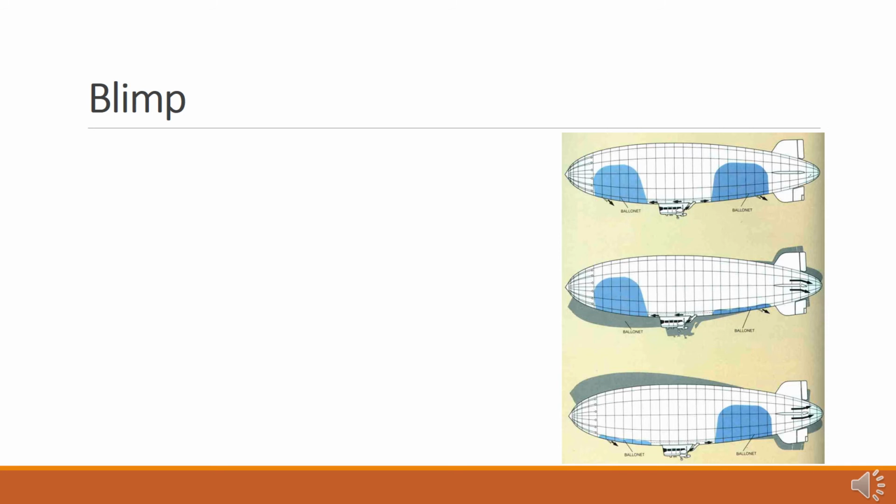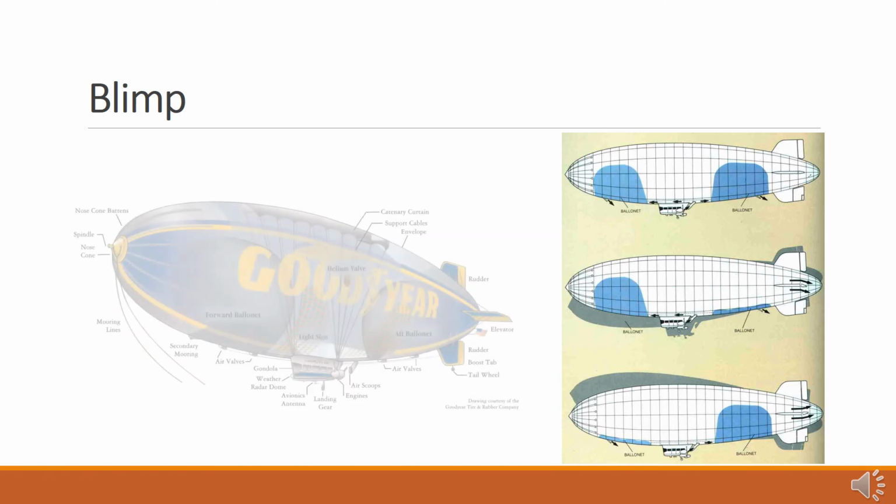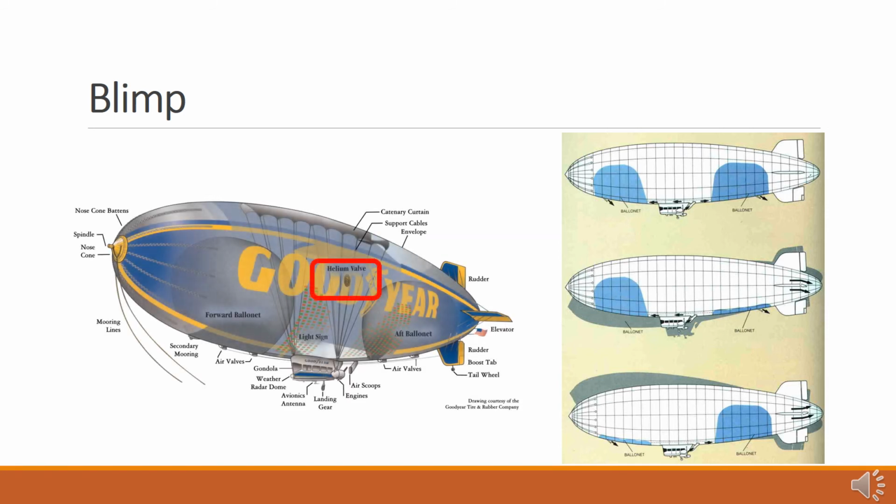The pressure of the helium in the envelope is adjusted by changing the amount of air in the balloonets. Normally, blimp pilots do not have to add or remove helium from the envelope. However, there is a helium valve on the envelope that can be used to vent helium should the helium pressure exceed its maximum safe limit. The valve can be opened manually or automatically.